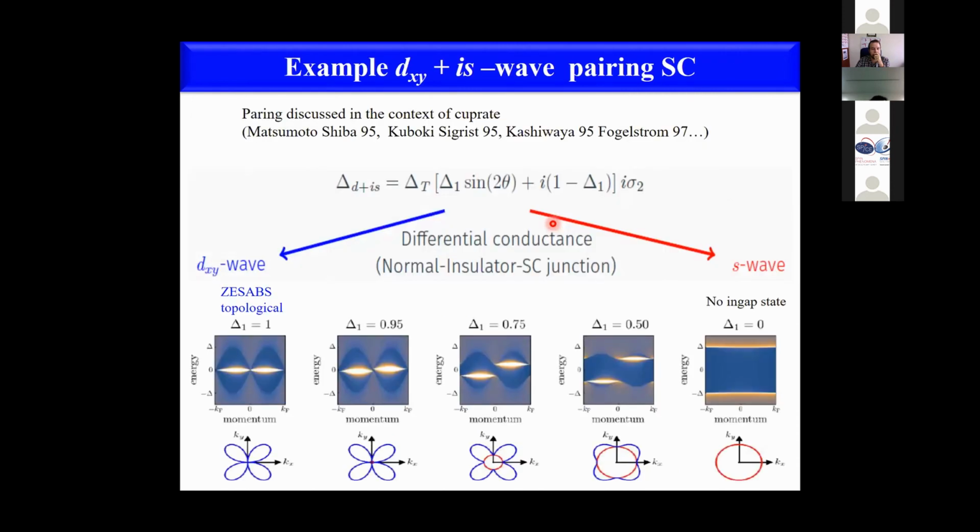So then let's apply to D plus iS wave pairing state. It's in some sense a toy model, but it's discussed in the context of cuprates before. And it's a good test model because if we skip this term, it reduces to purely D wave case, topological state. And if we drop this term, then it reduces to completely trivial S wave case. And between these two, the surface Andreev bound state appears, but it is no more topological because chiral symmetry is broken. So how this systematic change appears in thermoelectric effect is a quite good model.